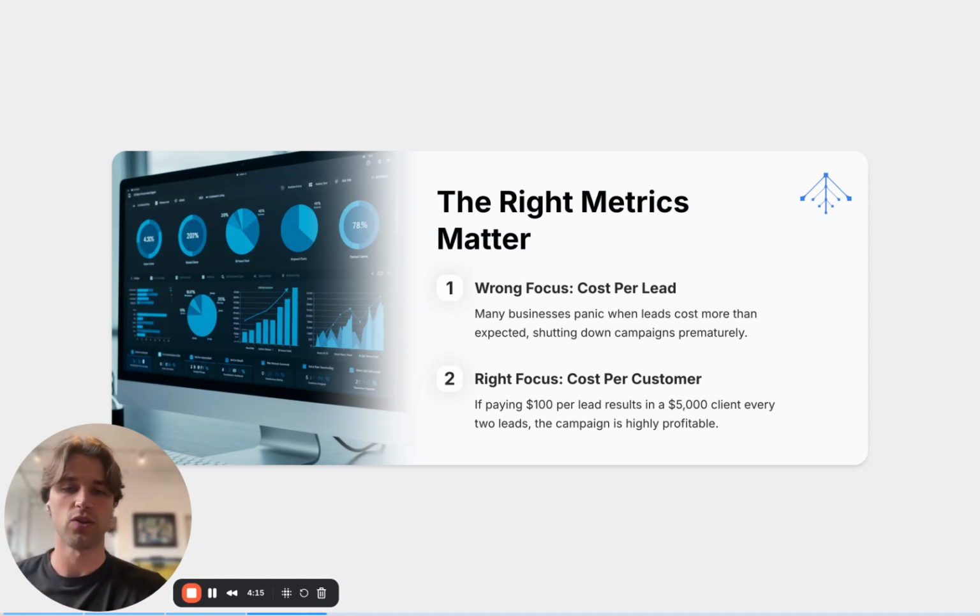That's why it's more important to look at the cost per customer, not just the cost per lead or cost per appointment. Those numbers matter, but not really that much.